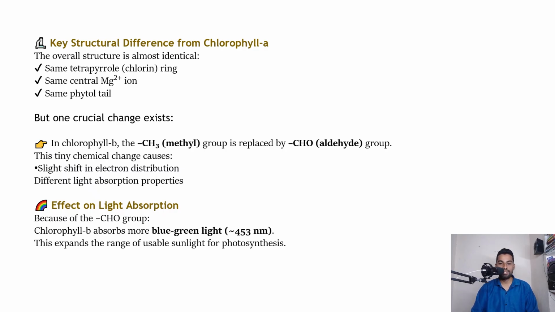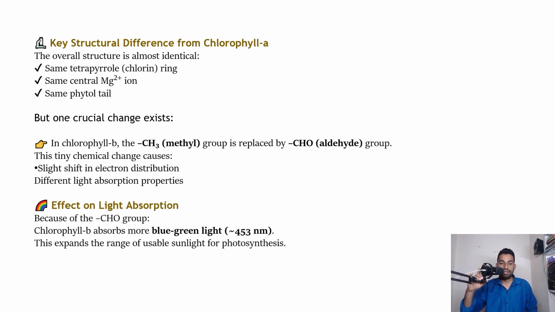Same phytol tail. But one crucial change exists in chlorophyll-b. The methyl group is replaced by an aldehyde group. This tiny chemical change causes a slight shift in electron distribution, giving different electron absorption properties. Effect on light absorption.